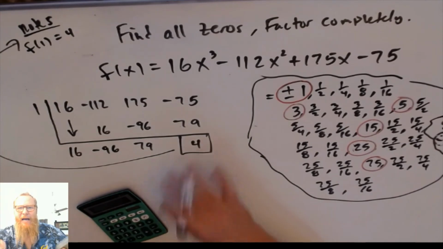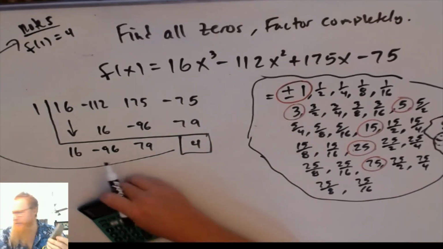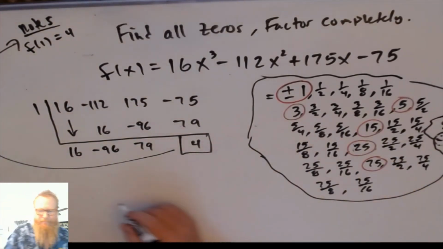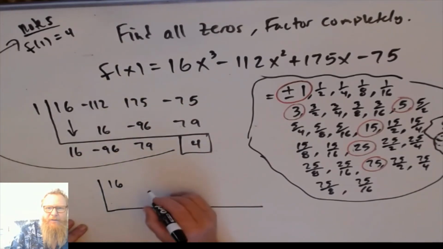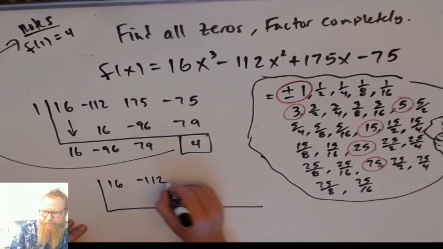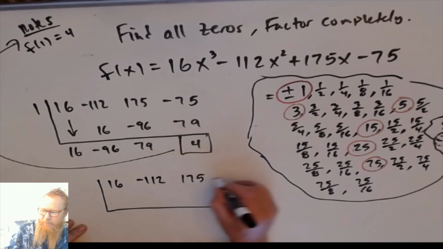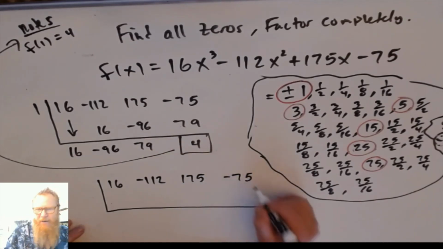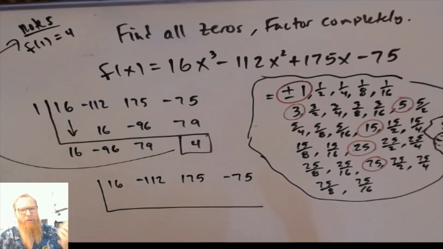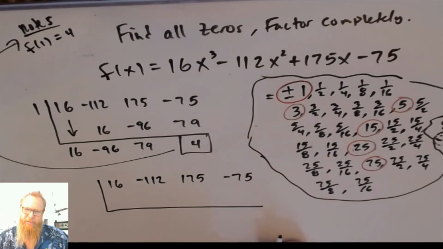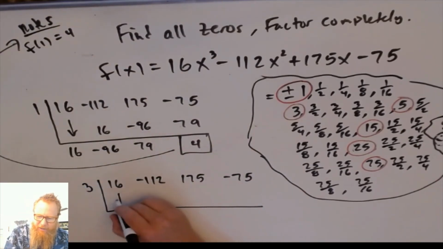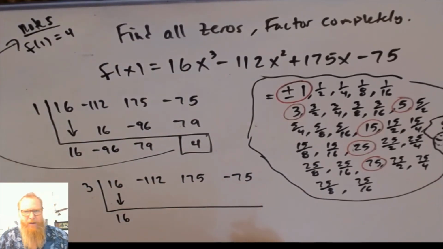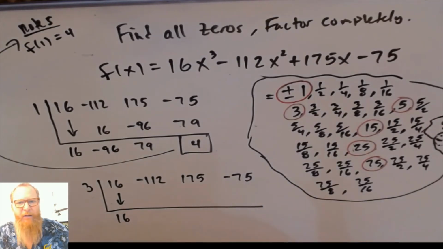If you do not get 0, you basically have to start over again. You can either erase and start over, or you can just make a new row. You're probably going to use up an entire spiral-bound notebook with these, because there's going to be a lot of calculations here. I often alternate, but sometimes I get a feeling. I say, I'm going to try 3. I just got a feeling that 3 might work. I just had a little feeling.